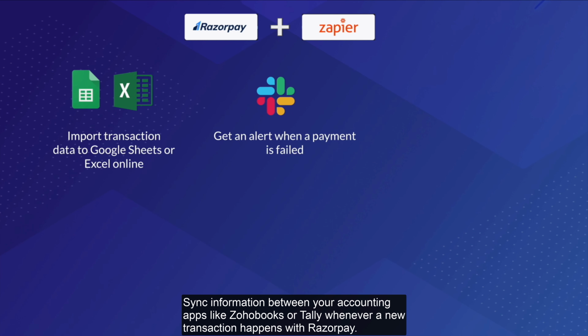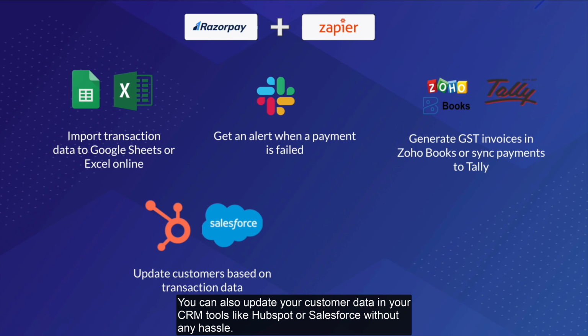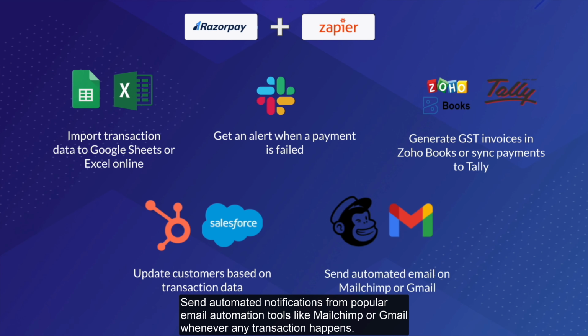You can seamlessly sync information between your accounting apps like Zoho Books or Tally whenever a new transaction happens with Razorpay. You can also update your customer data in your CRM tools like HubSpot or Salesforce without any hassle. Send automated notifications from popular email automation tools like MailChimp or Gmail whenever any transaction happens with Razorpay.